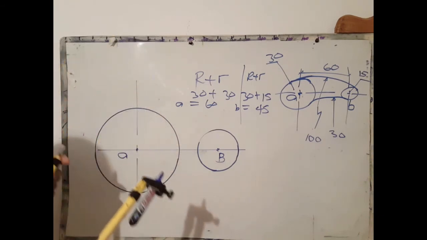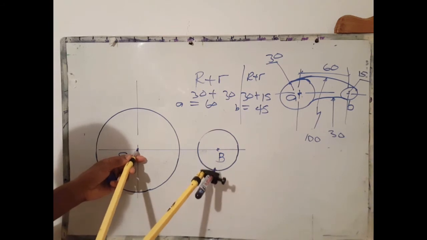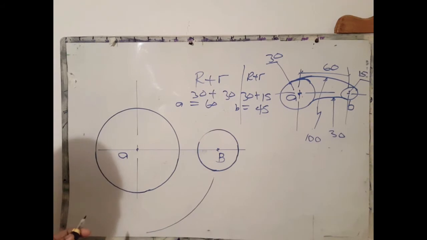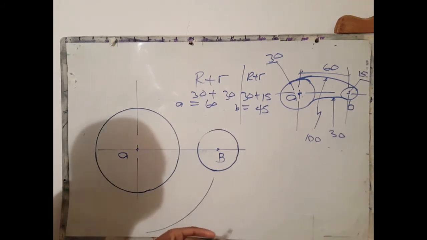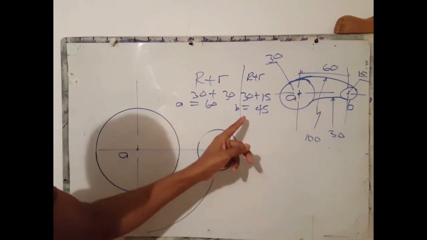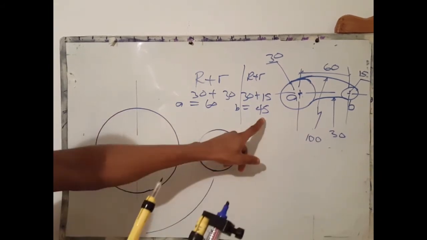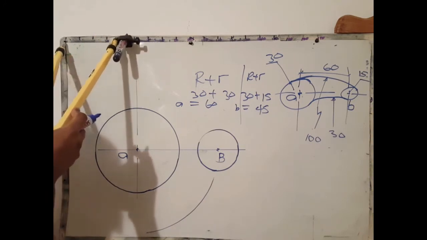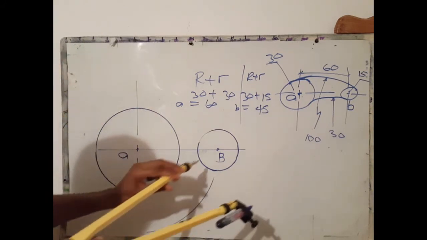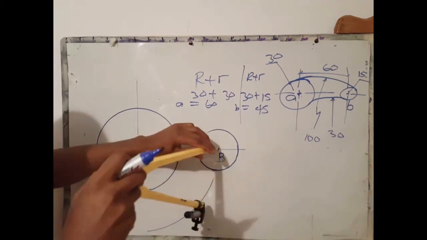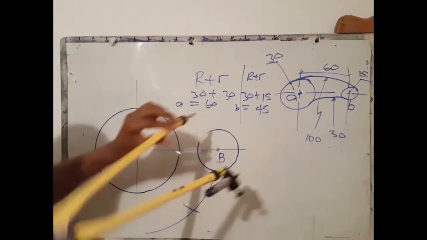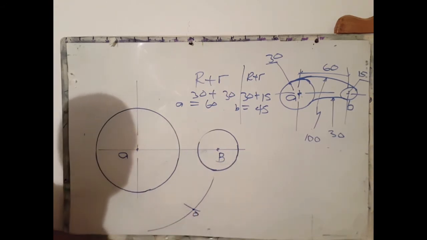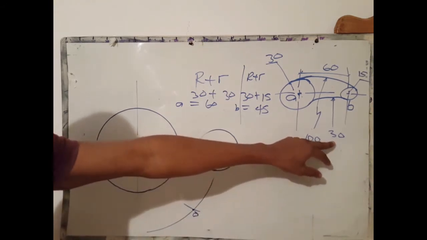Open your compass to 60 millimeters, with A as center, scribe an arc below. Next step is to readjust your compass to 45 millimeters. With B as center, scribe an arc to cut the first arc. At the point where both arcs meet is the center for our radius 30 millimeters.